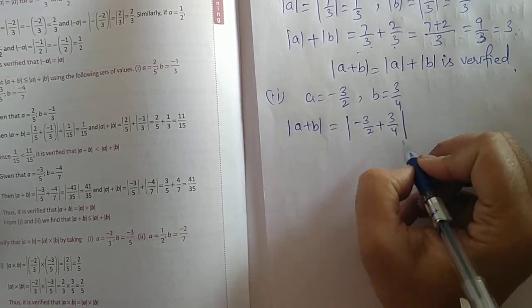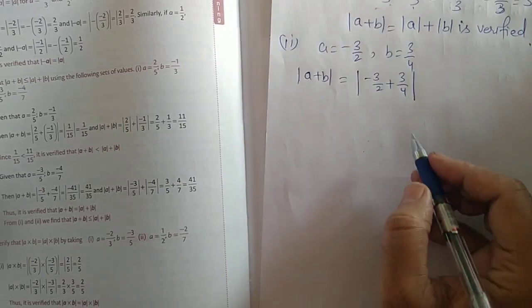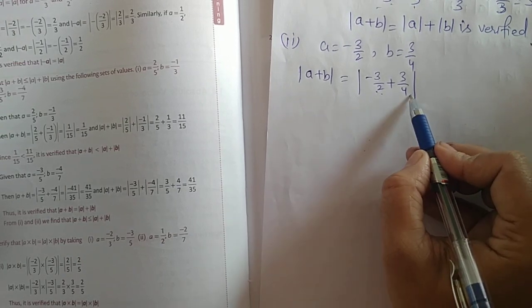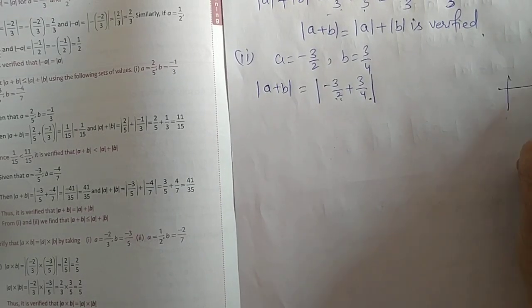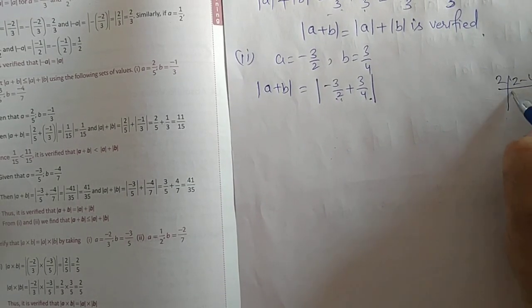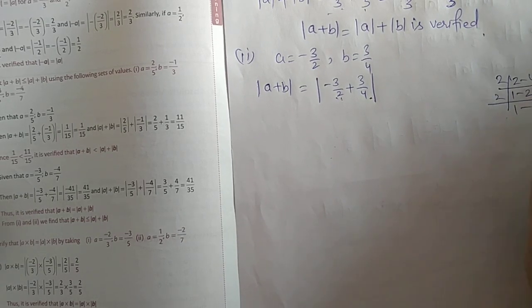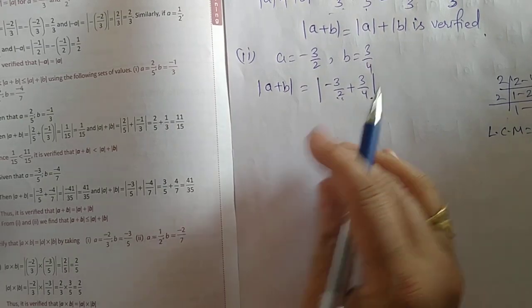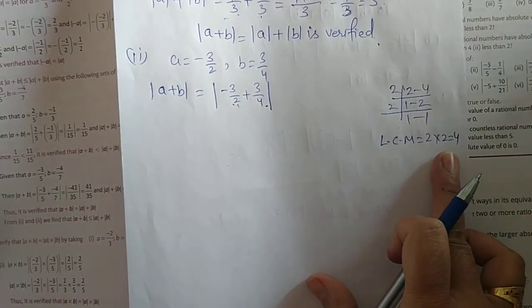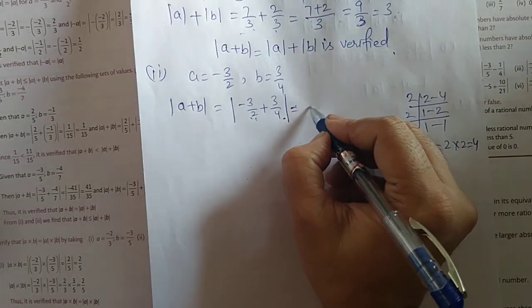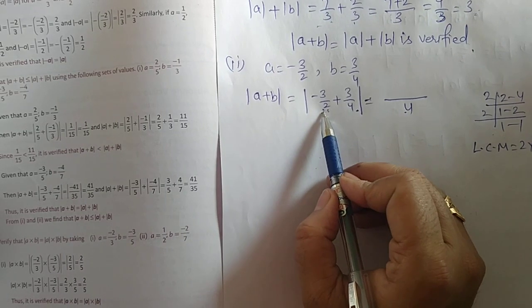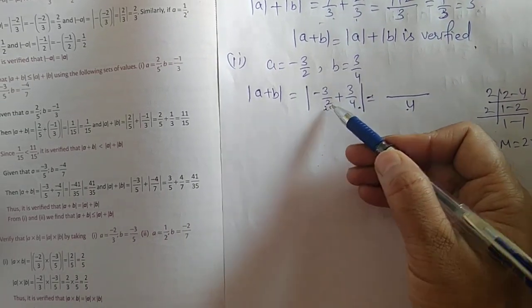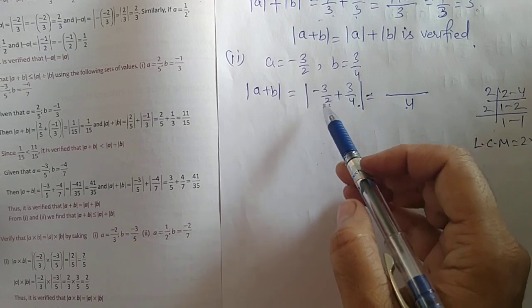upon 4. Here denominators are different, so we will take the LCM of 2 and 4. LCM of 2 and 4 is 2 multiplied by 2, which is equal to 4. LCM is 4 here, so we will make the denominator 4. Now 4 divided by 2 is 2, so to make its denominator 4, we will multiply by 2.